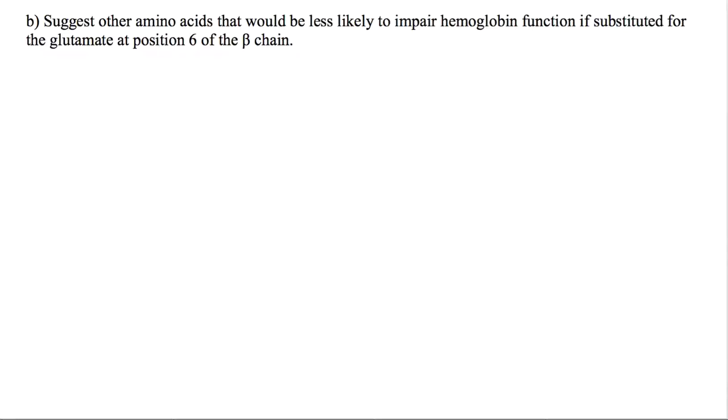We can reason in the opposite direction to answer part B. Substitution of an amino acid with a very different R group altered hemoglobin function. So, if our goal is to make a substitution without impairing function, we'd want to pick an amino acid with a very similar R group.